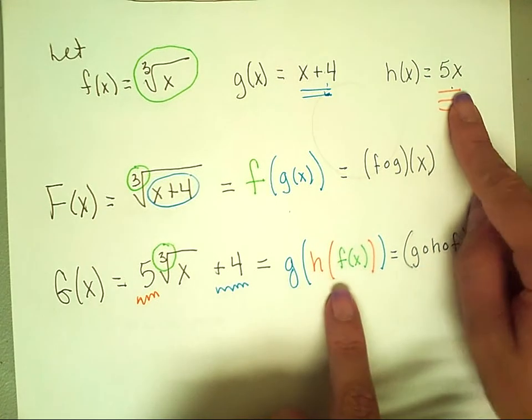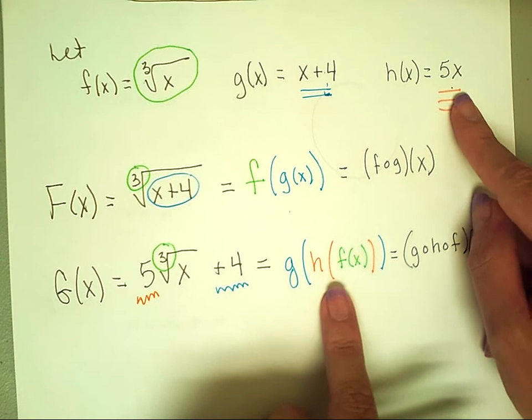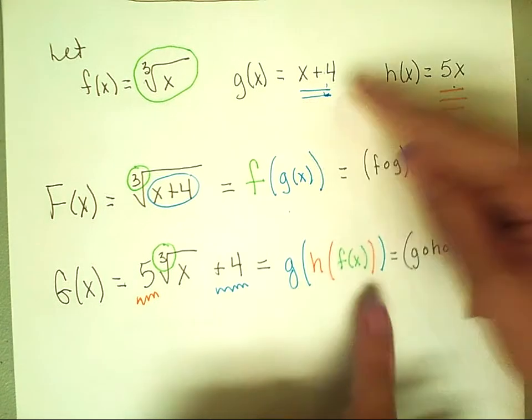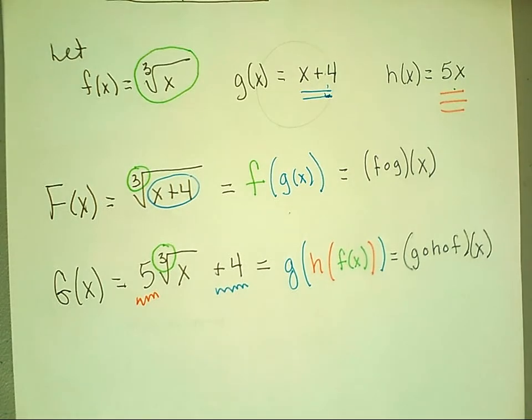So let's make sure. So f, the cube root of x, goes into h to get 5 times the cube root of x. And then we need to add 4, so we can put it in there.